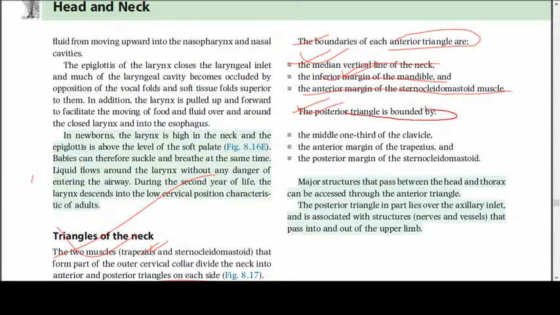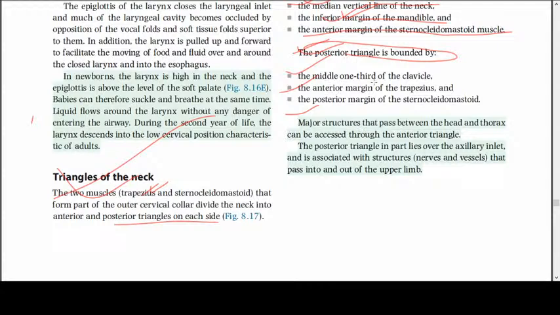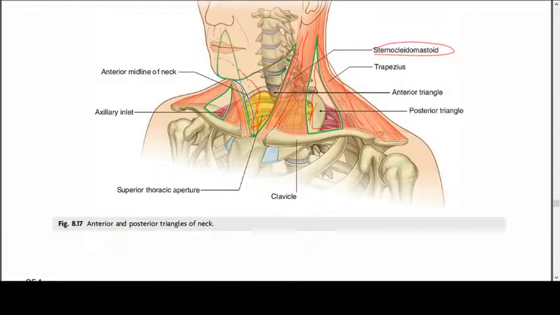The posterior triangle is bounded by the middle third of the clavicle, the anterior margin of the trapezius, and the posterior margin of the sternocleidomastoid. This one right here, marked by the green line, is the posterior triangle, and below it we can see the middle third of the clavicle. Here is the clavicle, here is the anterior margin of the trapezius, and here we can see the posterior margin of the sternocleidomastoid muscle.